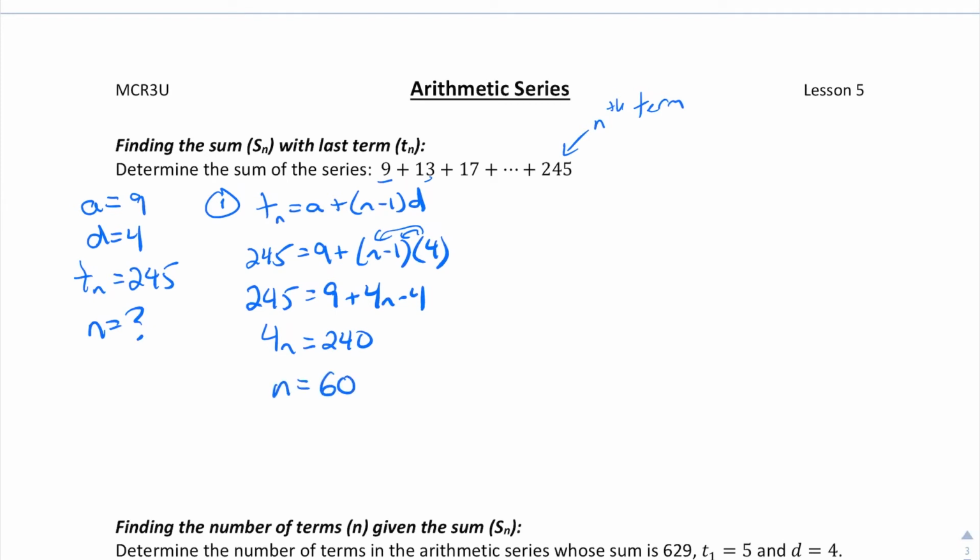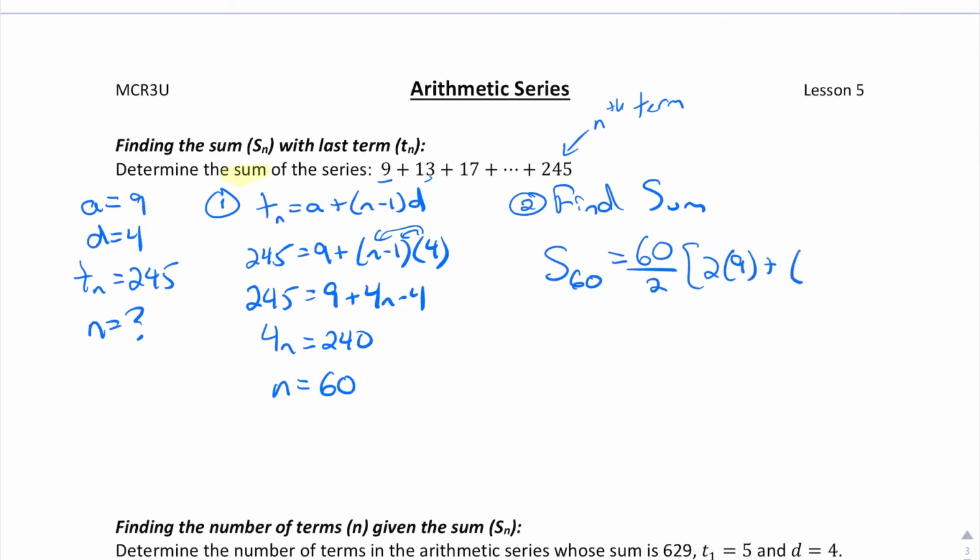And if we rearrange everything, I'm going to get 4n equals 240. So divide by 4, and that gives me the number of terms, which is 60. So now we have the number of terms, and we can find what they asked, which is the sum. So we're going to use the sum formula in order to do that.